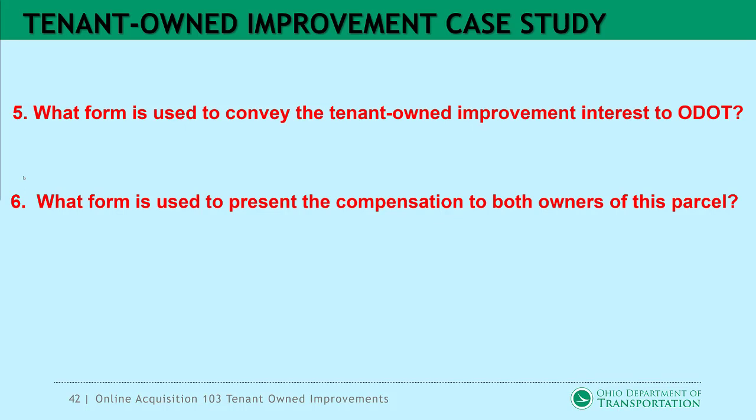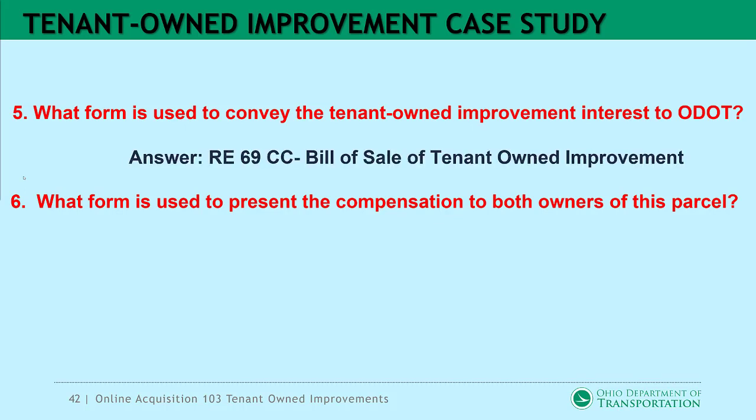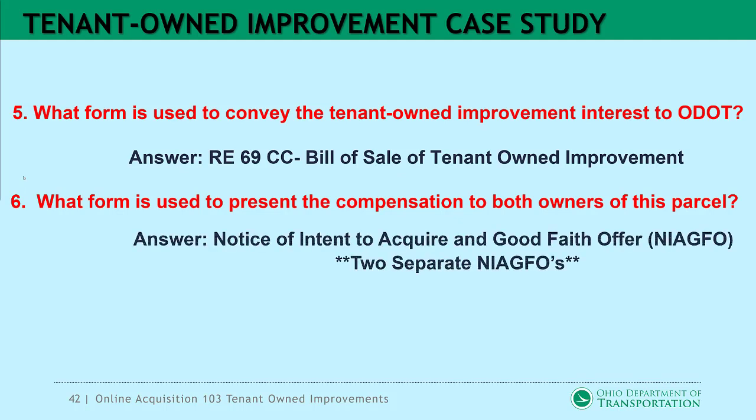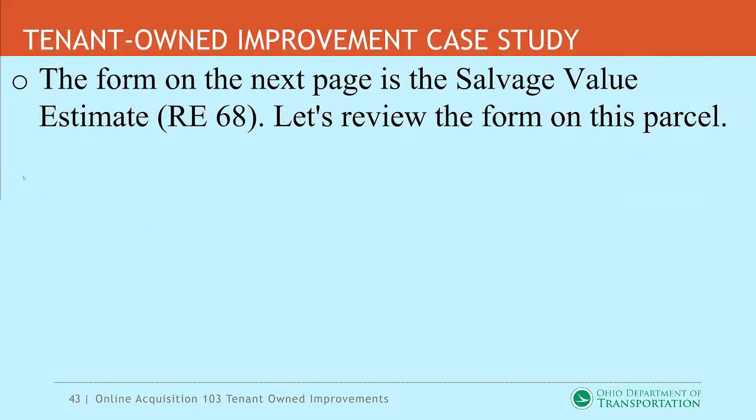What form is used to convey the tenant-owned improvement interest to ODOT? And that is the RE69CC, the bill of sale for the tenant-owned improvement. What form is used to present the compensation to both owners of this parcel? And that is the notice of intent to acquire and good faith offer. There would be two separate offers made, one to the fee owner and one to the tenant owner of the improvement. The form on the next page is the salvage value, RE68.